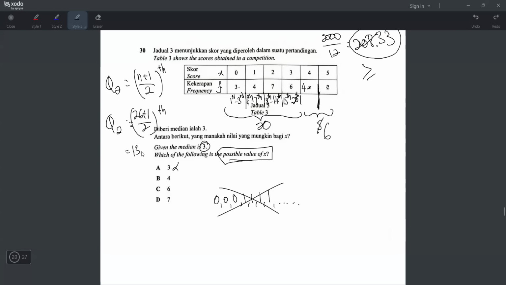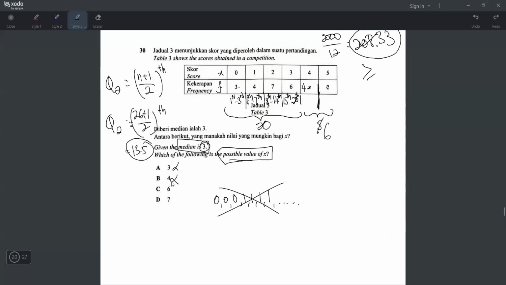13.5 means you have to take the 13th number and the 14th number, plus together, divide 2. Kena ambil nilai ke-13 and nilai ke-14 tambah bahagi 2. So what is the value in the 13th position? 2. The 14th position also 2. So 2 plus 2 divide 2 is 2 also. But the median needs to be 3, so B is wrong.